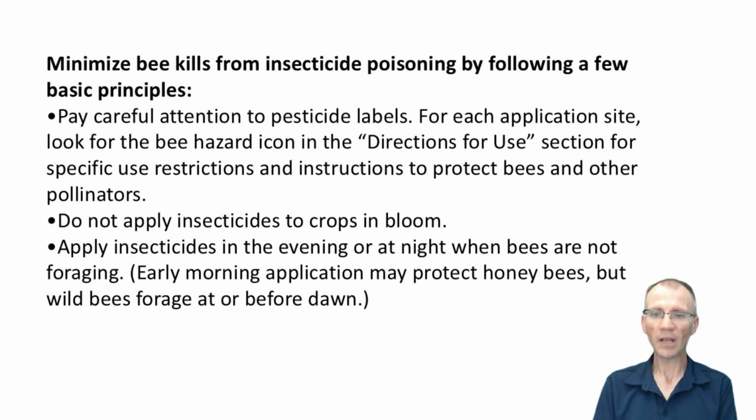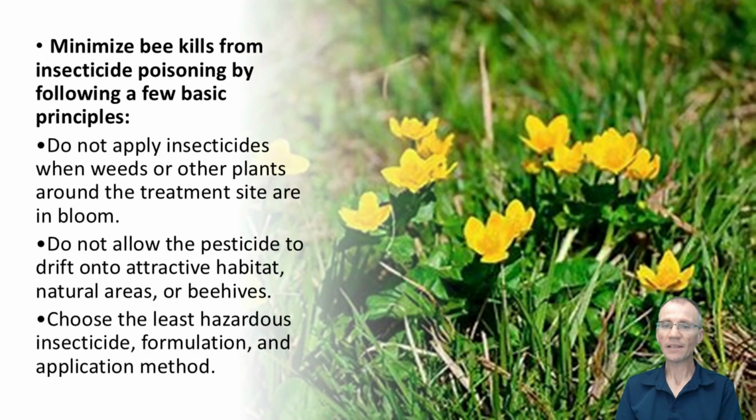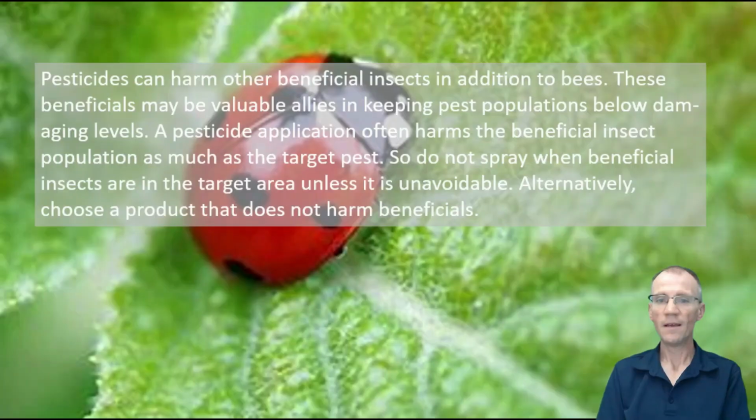Early morning application may protect honeybees, but wild bees forage at or before dawn. Minimize bee kills from insecticide poisoning by following a few basic principles. Do not apply insecticides when weeds or other plants around the treatment site are in bloom. Do not allow the pesticide to drift onto attractive habitat, natural areas, or beehives. Choose the least hazardous insecticide formulation and application method.